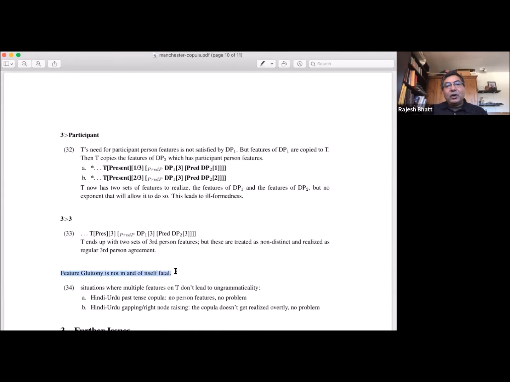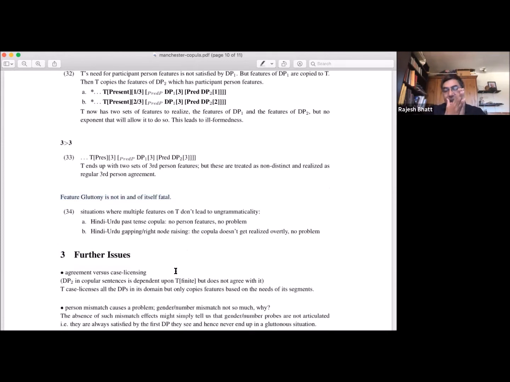So the important idea is that feature gluttony is not in and of itself fatal. Gluttony in the syntax is not a bad thing at all. As far as the syntax is concerned, it's like, fine, you have 2 sets of features. In fact, syntax will often create gluttonous situations. Whether those situations lead to ungrammaticality or not will depend on things that happen downstream. For example, is there an exponent that can realize both?